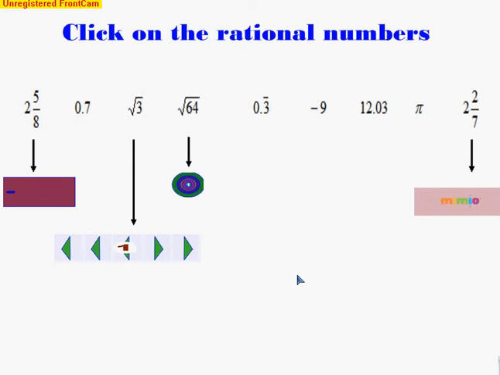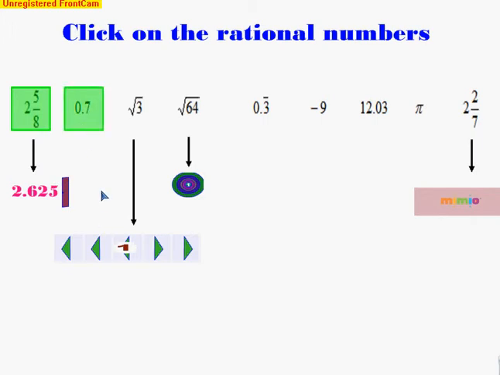Let's look and see if we can identify the rational numbers. If we look at the first one, 2 and 5/8, that would be considered a rational number. You can see it can be written as a fraction. Also, it's equivalent to the decimal 2.625, which is a terminating decimal. 0.7 would also be a rational number. It's a terminating decimal. The square root of 64, which is equivalent to 8, which is a whole number, would be a rational number.